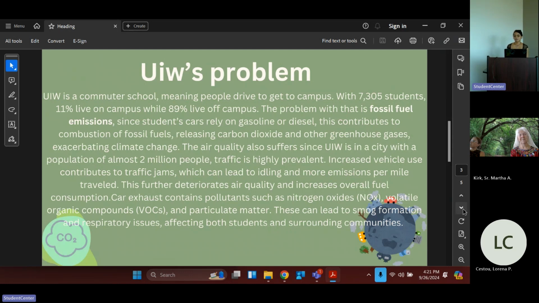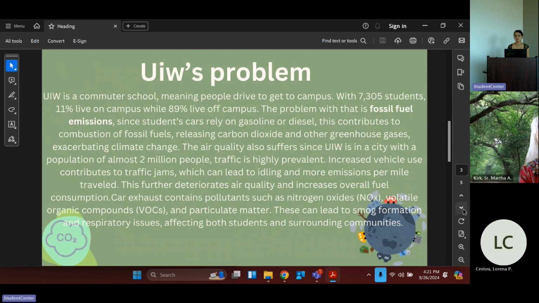In 2022, the U.S. produced about 11.9 million barrels per day of crude oil, which is refined into gasoline, diesel, and other products. Typically, a significant portion of this crude oil is converted into gasoline, around 45%, and diesel, about 20%. The air quality also suffers since UIW is in a city with a population of almost 2 million people.